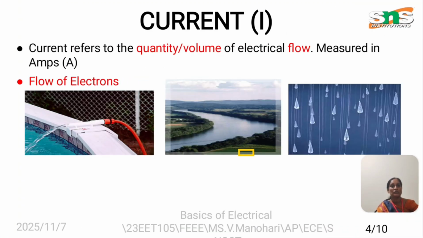Next, move on to current. Now current is the flow of electric charge, just like a flow of water in a pipe. It tells us how the electricity is flowing and is measured in amperes or simply amps. Current is a flow of electrons through a conductor like a wire. So voltage pushes, the current flows.